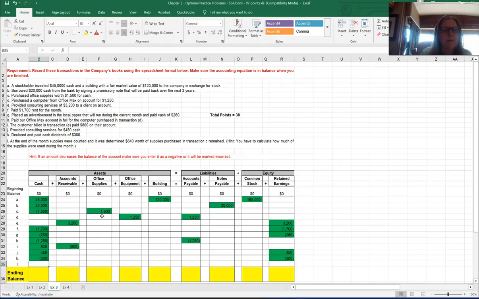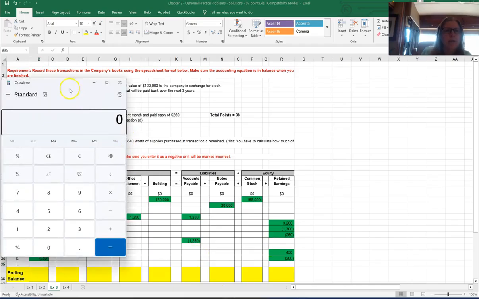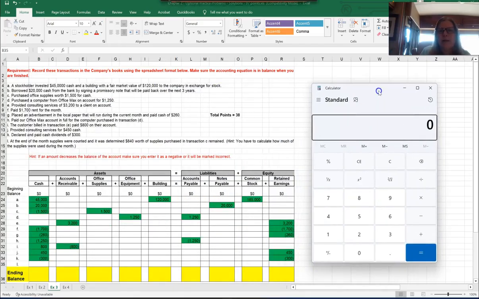At the end of the month, supplies were counted, and it was determined $850 worth of supplies purchased in transaction C remained. So we have, of this $1,500 of all office supplies, we counted at the end of the month, and I'm going to bring my calculator up here. We counted, and now we only have $840 worth left.